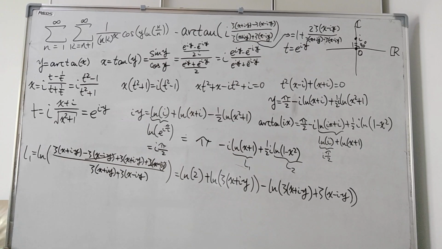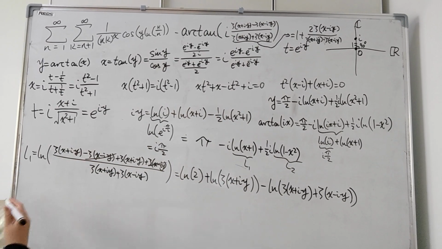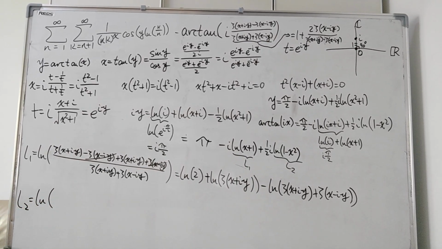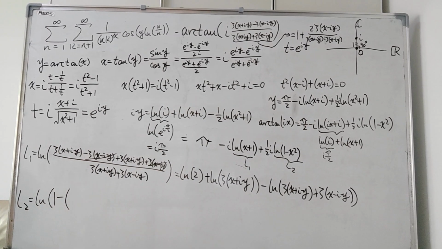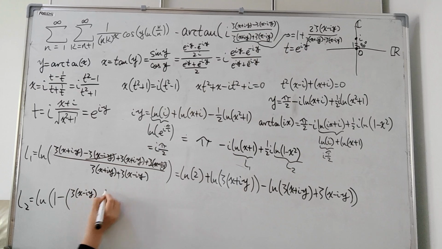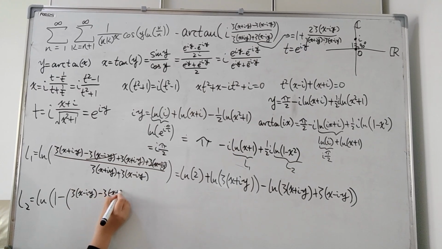Alright, that's done. The next thing we have, although we have limited space, is, oh boy, I'm going to have to sit on the ground to write this. L2 is going to be equal to 1 minus x squared, 1 minus this zeta squared, zeta of x minus iy minus zeta of x plus iy.